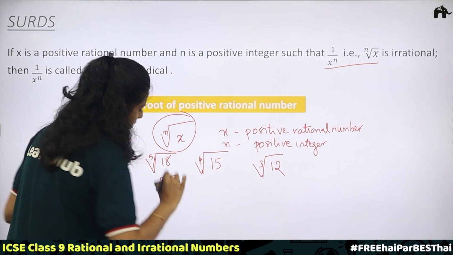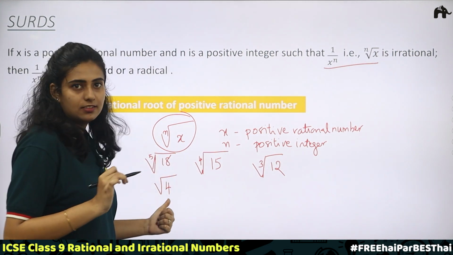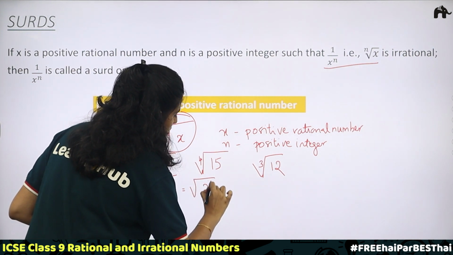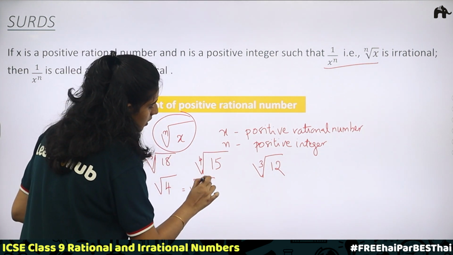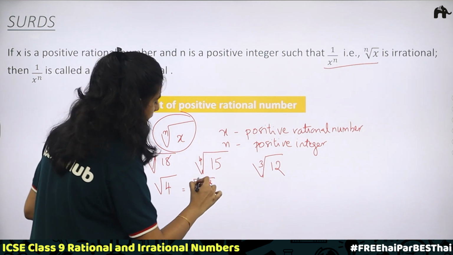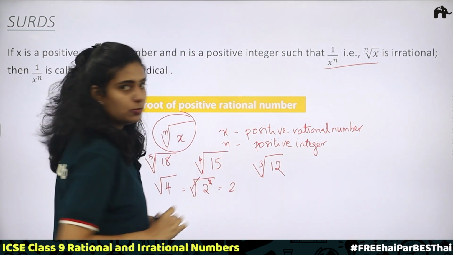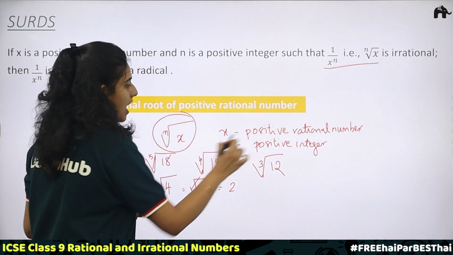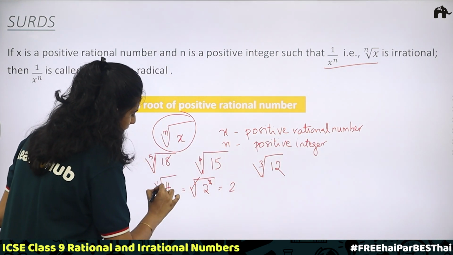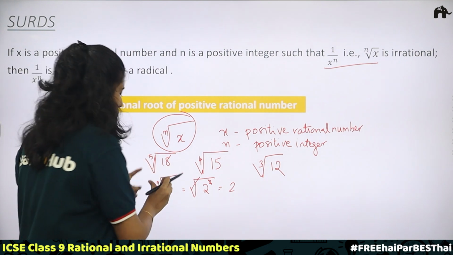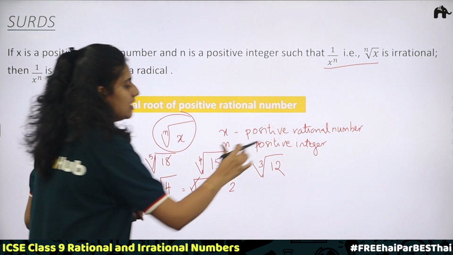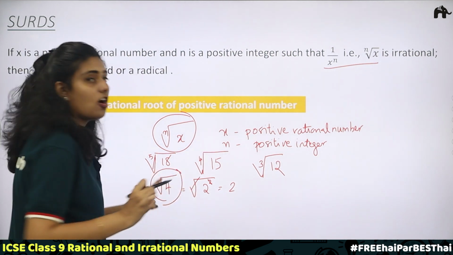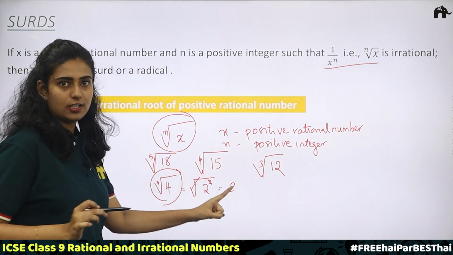Root of 4. Is this an example of a surd? Root of 4 can be written as the square root of 2 square. From this we can remove the square and the root, and it becomes equal to 2. Here 4 is a positive rational number and the n value is 2. Square root means the n value is 2. It is a positive integer. But what is the difference? The whole thing is not an irrational number. So it cannot be called a surd.